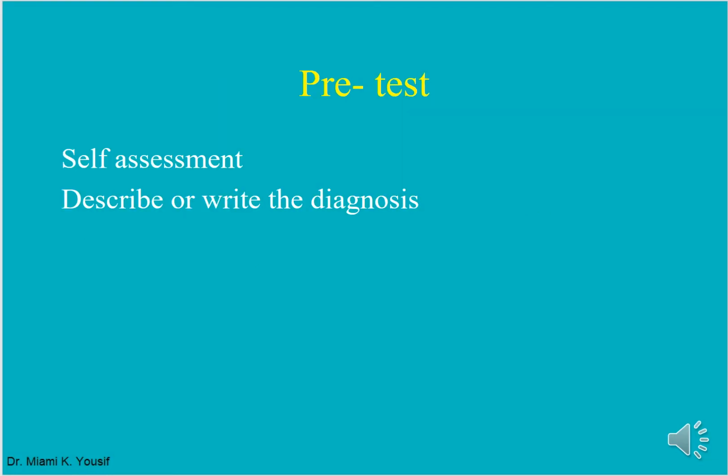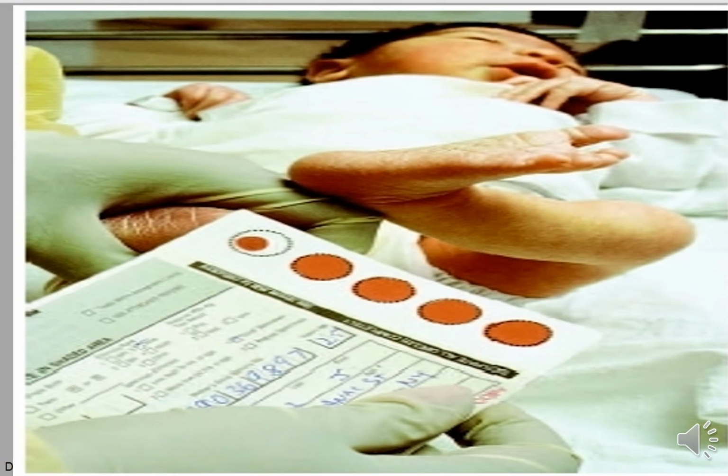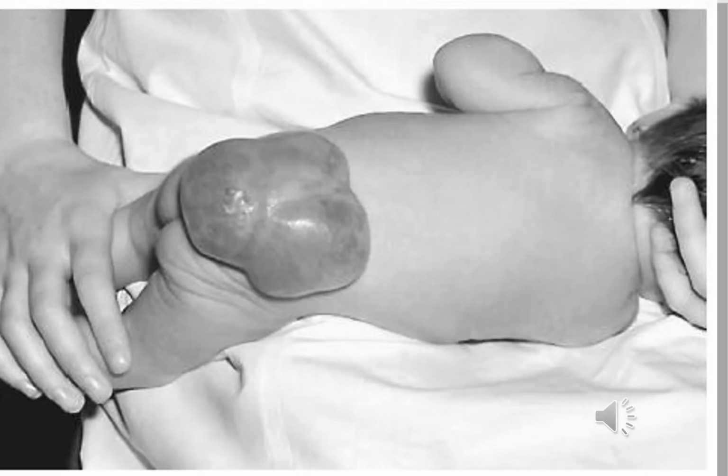Before the lecture, this is a pretest, a simple pretest, self-assessment one. So please describe or write the diagnosis for each slide. In this slide, what kind of abnormality can you see? What is the diagnosis and what is the mode of inheritance of this condition or this disease? What do you call this test and what is the benefit of doing it?